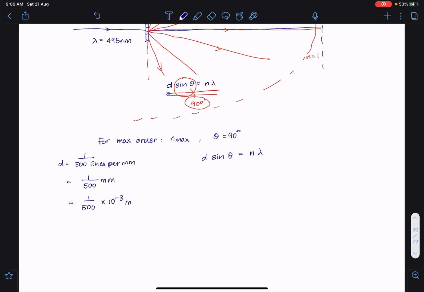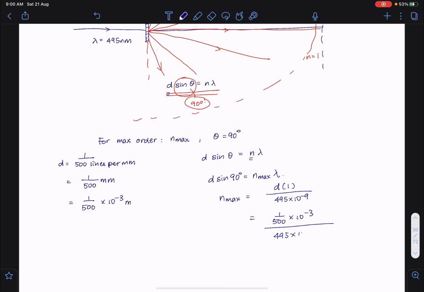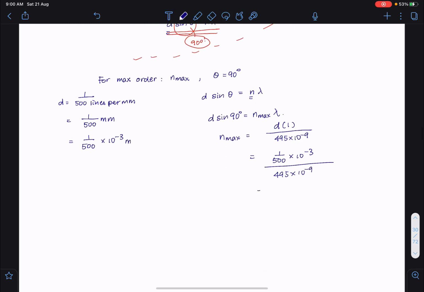So substituting that, then what we want also is n. Then we'll have d sine 90 degrees equals n max times lambda. n max is what I want. So it will be d. Sine 90 is 1. So I'm going to keep it as 1 over lambda. Lambda is 495 times 10 to the power of minus 9. So put it in: 1 over 500 times 10 to the power minus 3, over 495 times 10 to the power minus 9. Put this into a calculator. You should get something like 4.04.